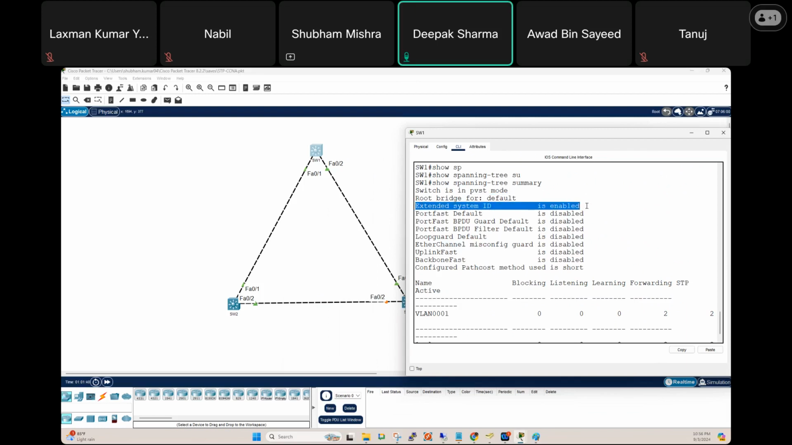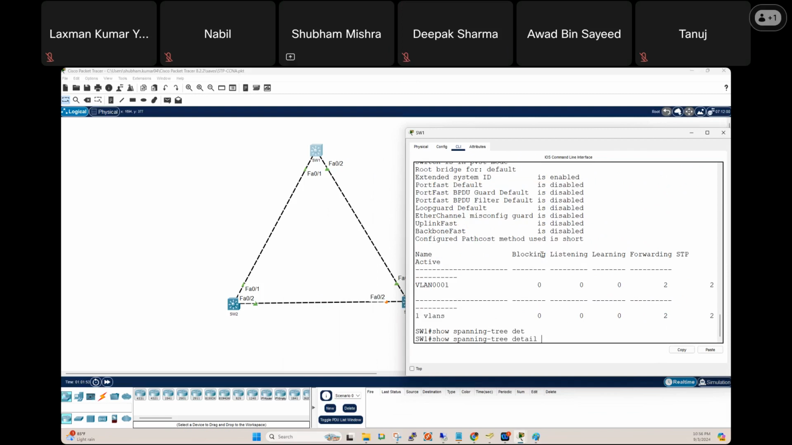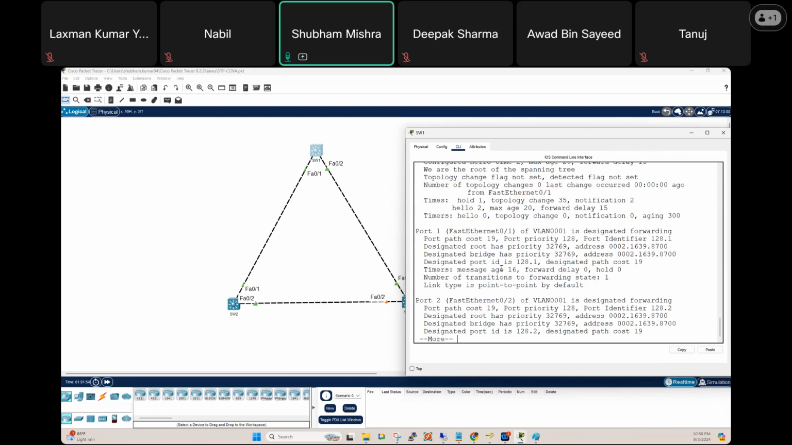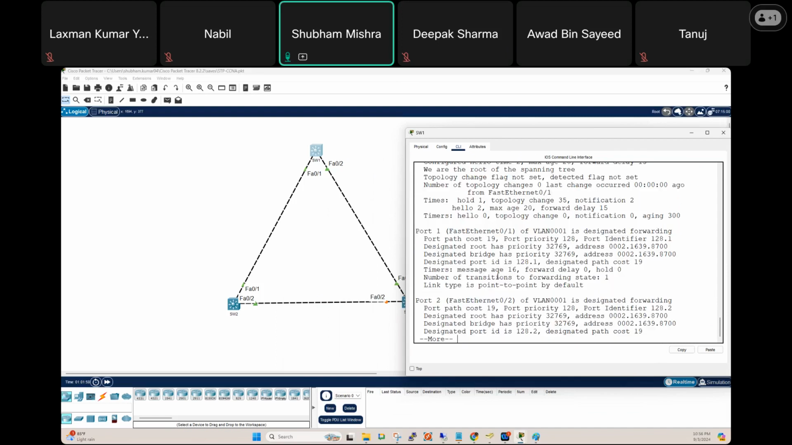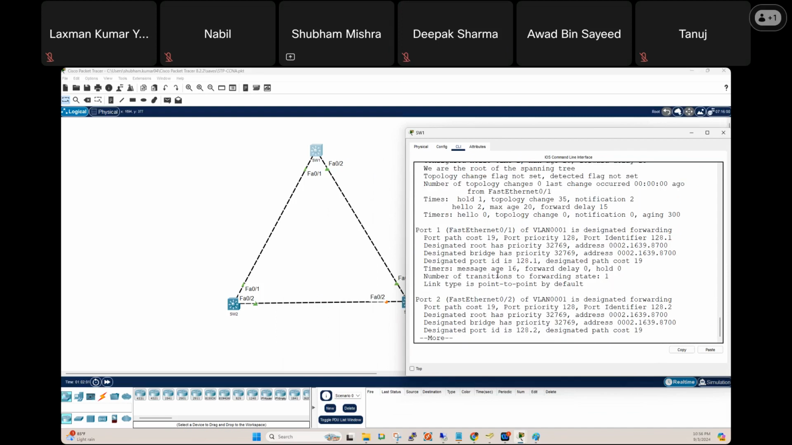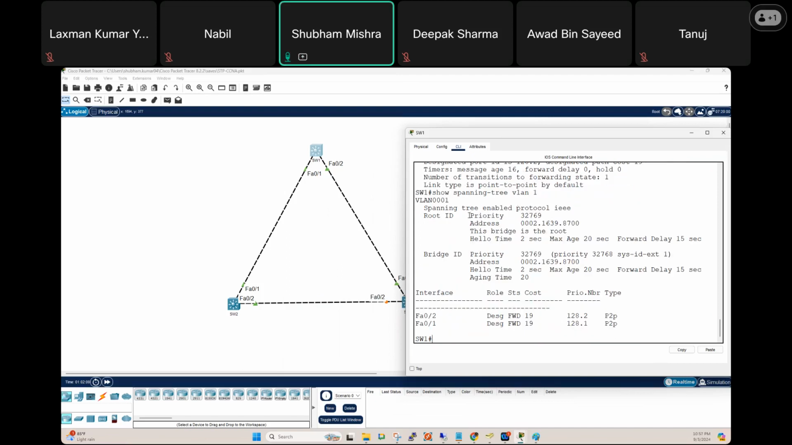What is extended system ID? Do you know? Basically, extended system ID is nothing. I told you. I am writing show spanning-tree detail. When I run this command, you are seeing, as in the previous class, let's suppose I am running this one for VLAN 1. See, what is the priority?